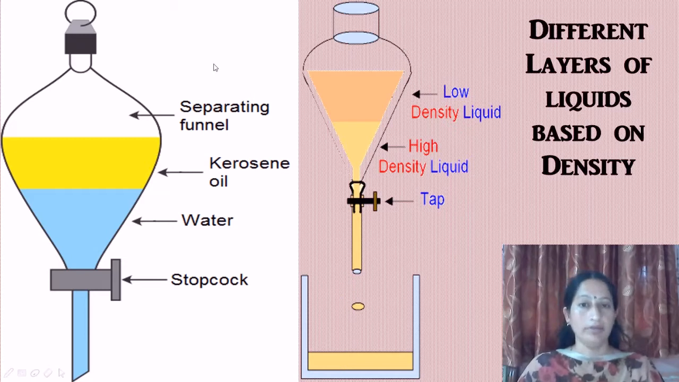I hope you have seen that when you pour the liquids, they form separate layers. So when we pour the mixture into the separating funnel, you can see the separate layers of oil and water or kerosene and water formed here. And there is this stopcock, and here you can see that different layers of liquids are formed based on density. Low density liquid will be on top while the high density liquid will be at the bottom. When you open the tap, the high density liquid will come down and can be collected in a beaker.